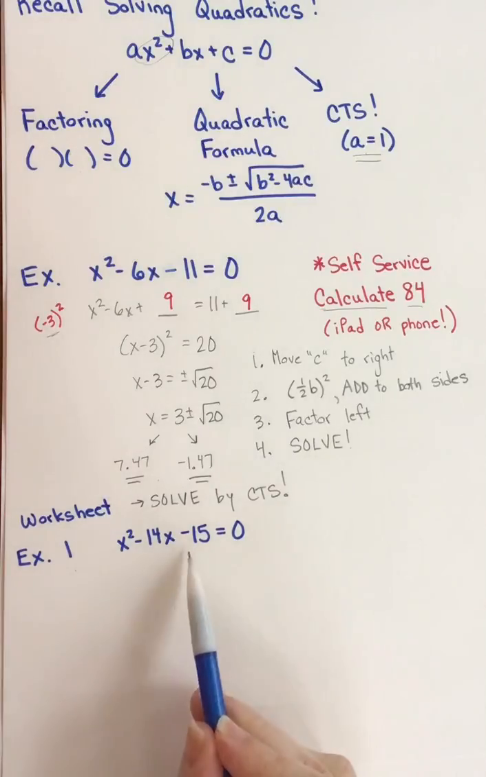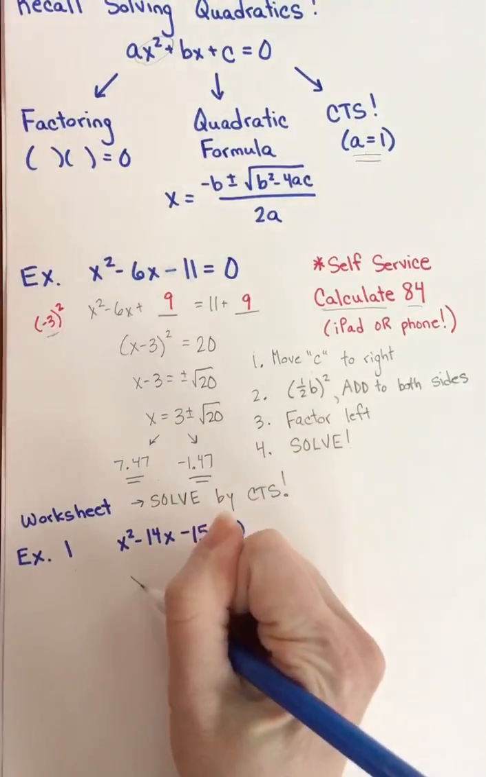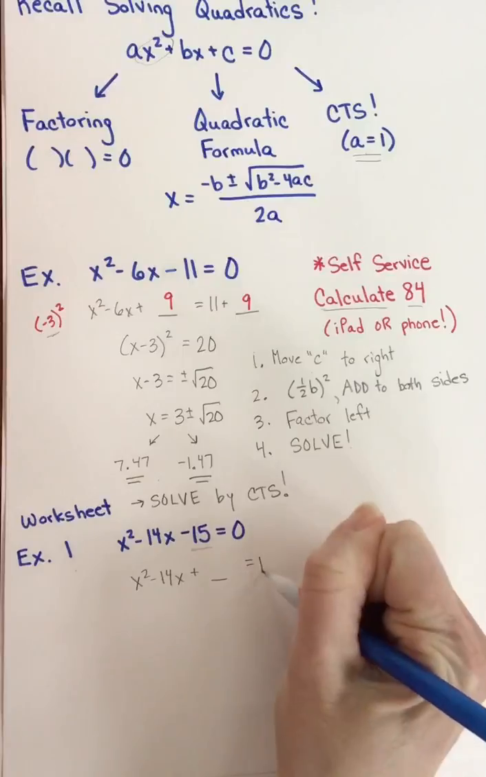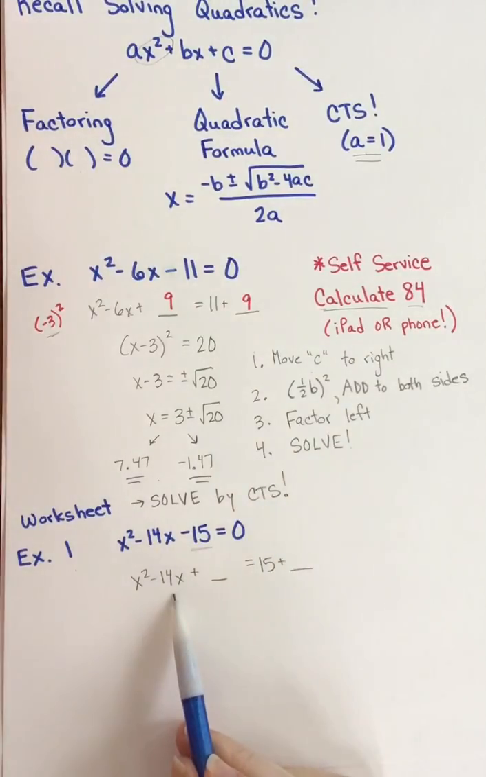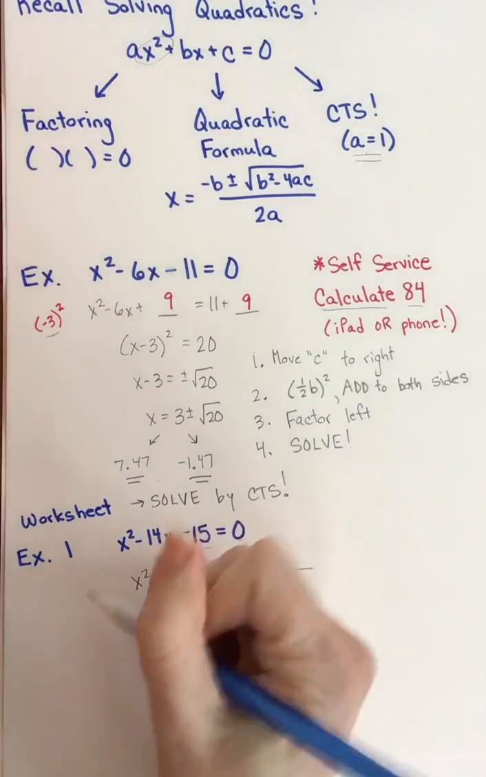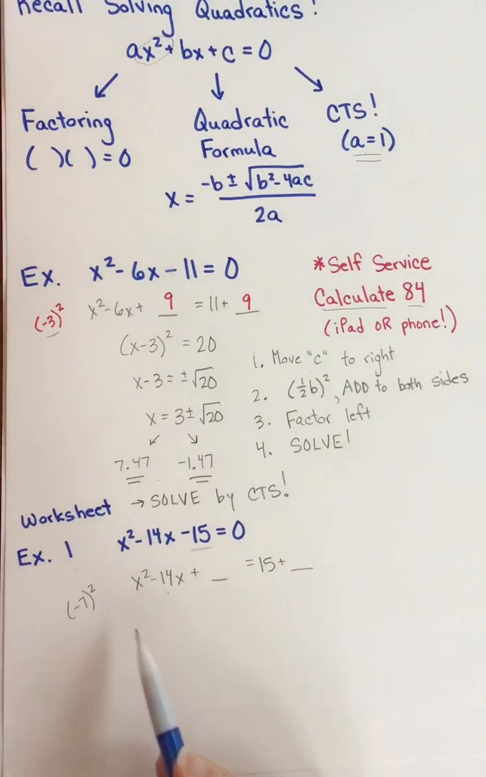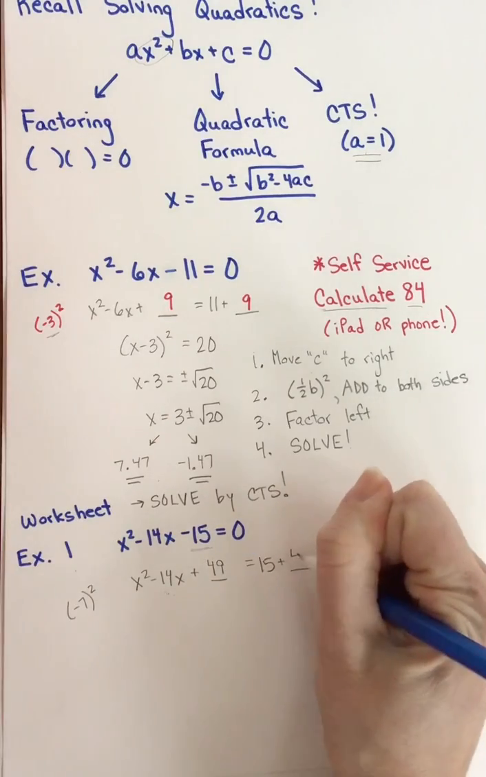Okay, so step 1, I'm going to move C to the right. C is negative, so when I move it to the right, it becomes positive. Now I want to ask myself, self, what's half of a negative 14? That would be a negative 7. In order to complete the square, I square it and I add it to both sides.